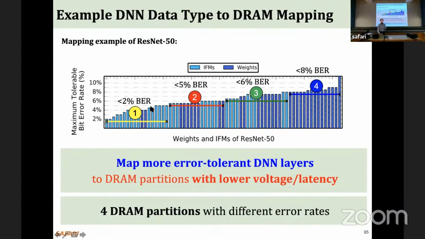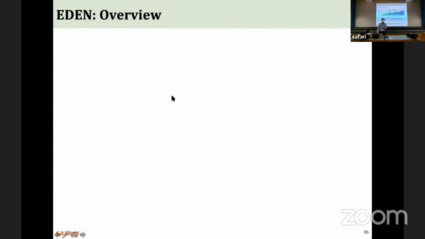Here we group things equally because we're assuming that they're occupying the entire DRAM, for example. You have 4 different partitions. So that's the idea. You set your DRAM voltage and latency and determine your bit error rate such that it satisfies the maximum tolerable bit error rate of the weights that are going to be mapped there.